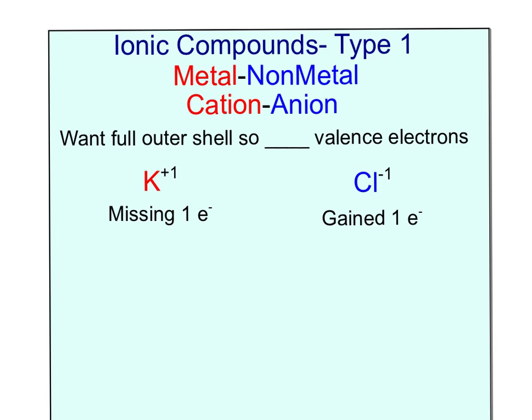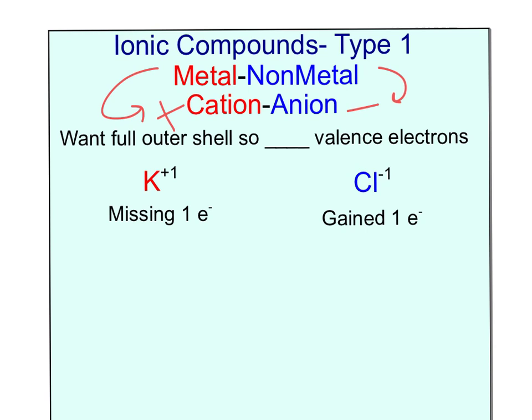An ionic compound can be defined as a metal bonding with a nonmetal, or another way to say this is a cation bonding with an anion. Cations, if you recall, have a positive charge. Anions have a negative charge. If you look at your periodic table, all of the metals form positive charges, while the nonmetals form negative charges. So either of these definitions will work.